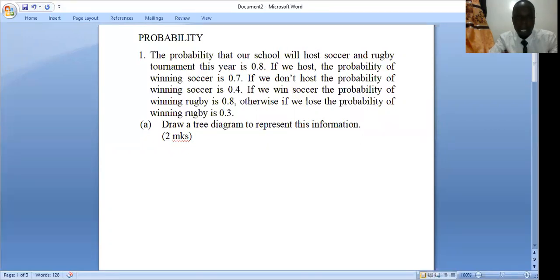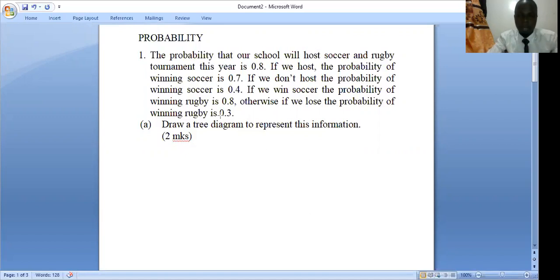So this one here, let's see how we can handle it. The probability that our school will host the soccer and rugby tournament this year is 0.8. If we host, the probability of winning soccer is 0.7. If we don't host, the probability of winning soccer is 0.4. If we win soccer, the probability of winning rugby is 0.8. Otherwise, if we lose, the probability of winning rugby is 0.7.